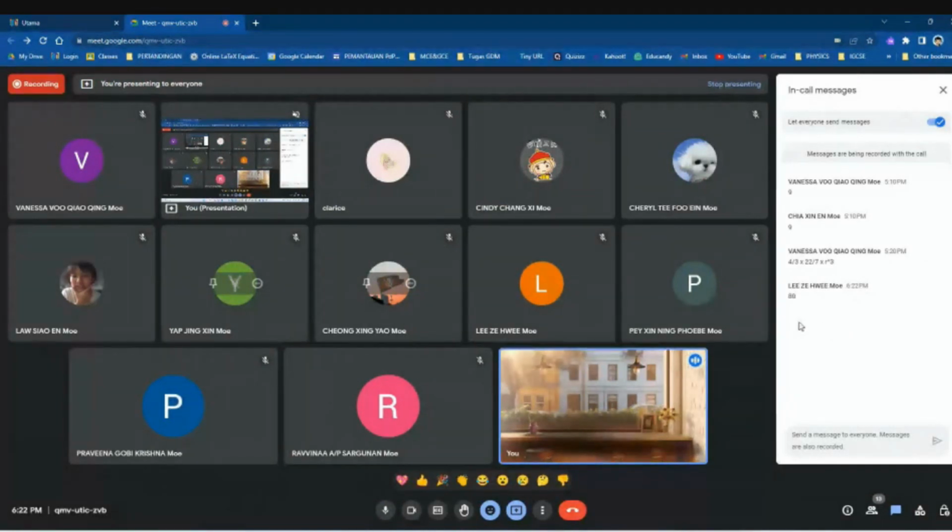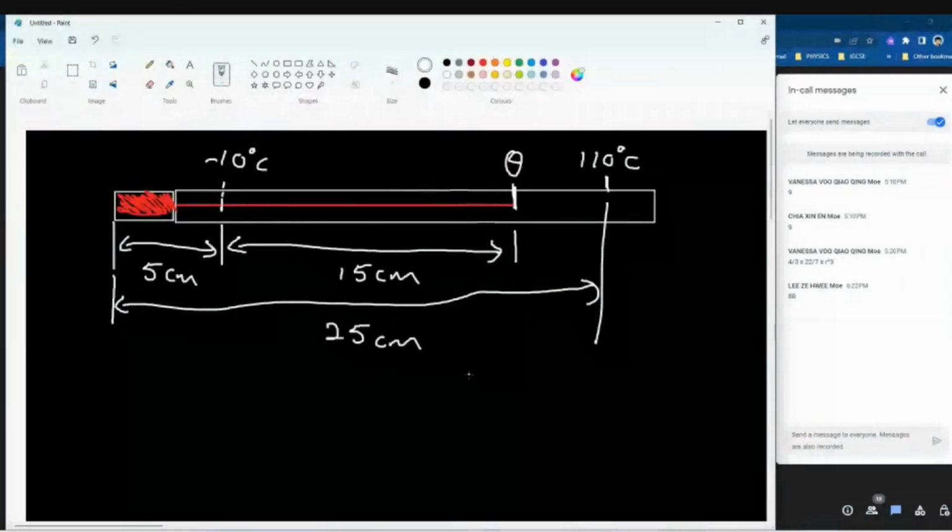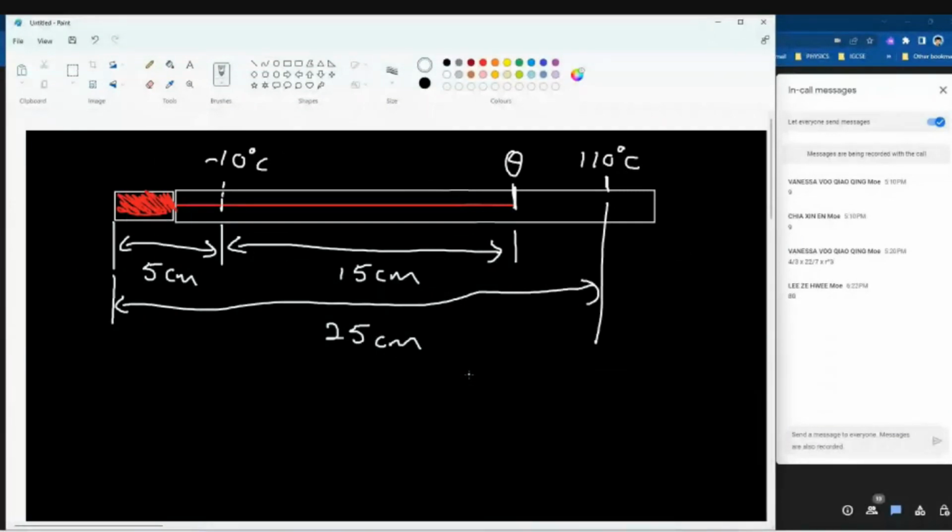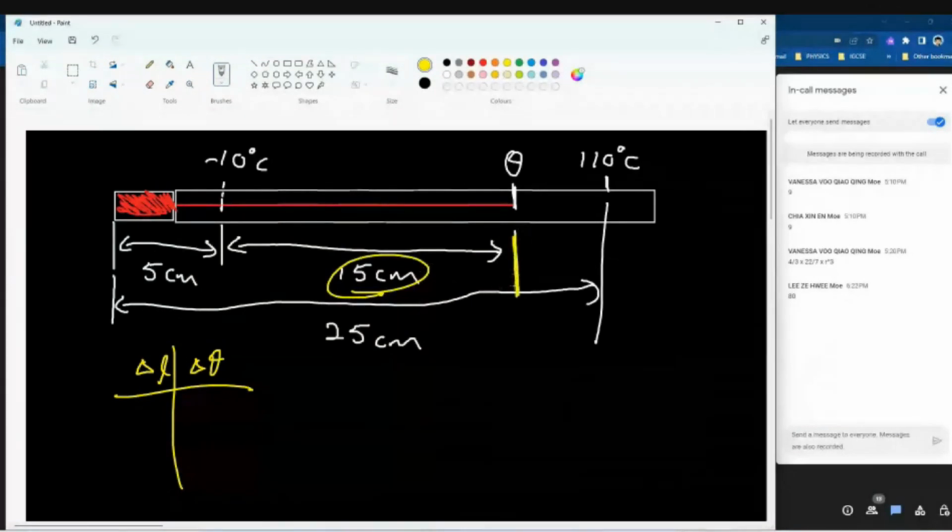Alright, thanks to Ziwei for the answer. 80 is actually the correct answer. So we have many options to solve this problem, as long as you refer to the change of length toward the change of temperature. Compare the two different cases. Let's say we take this 15 centimeter. This 15 centimeter is actually theta minus negative 10.